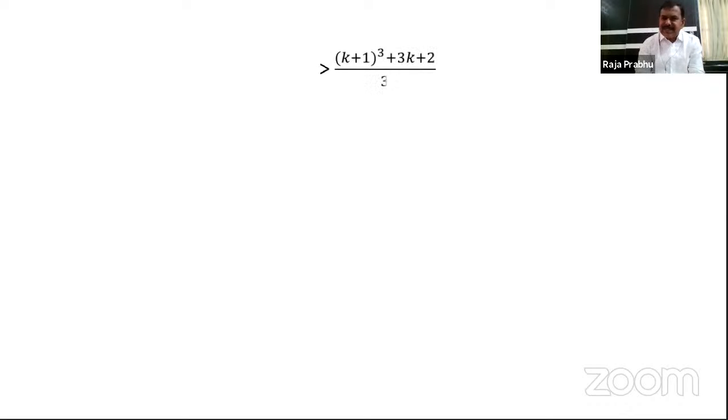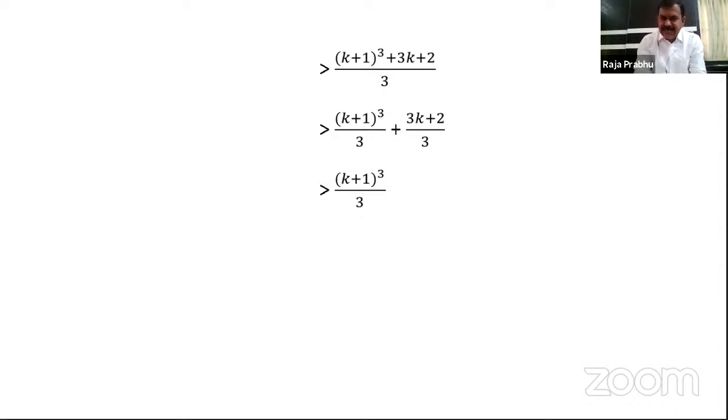The same step is carried here in the next. I have written this in two parts by separating the terms of the numerator. It is written in two terms. See children, what is here? The numerator is (k plus 1) whole cube by 3 plus (3k plus 2) by 3. It is split into two parts. Now what can you understand in this? If you are able to understand this, that itself is mostly enough.